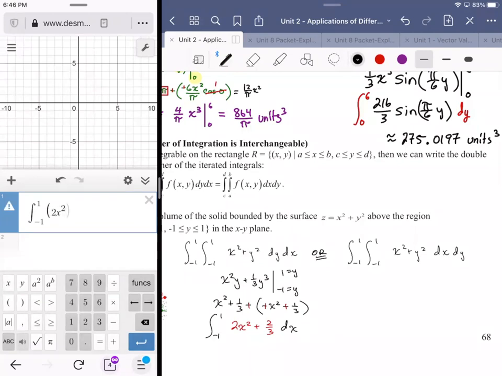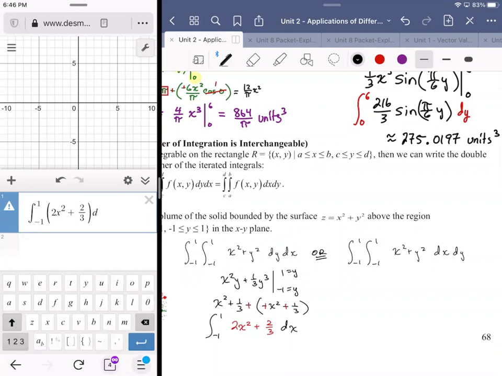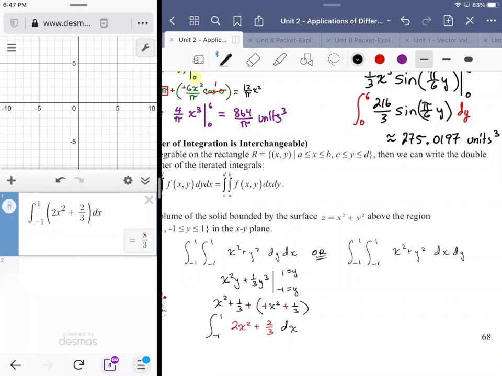So 2x squared plus 2/3. Making sure I'm typing it in correctly, which is always my issue among the 17 other things that are my issue. dx, 2 2/3. All right, if you want a math bracket, just so you can take a little bit of thinking out of it, by all means, I respect that.